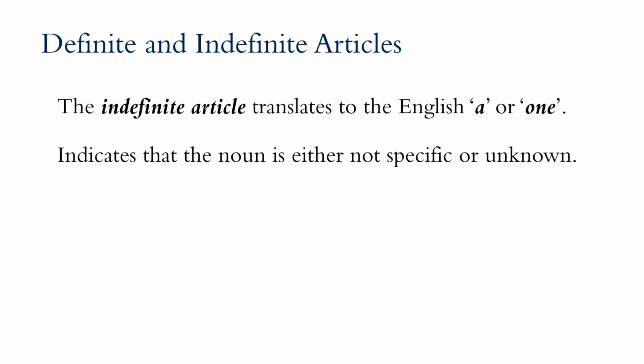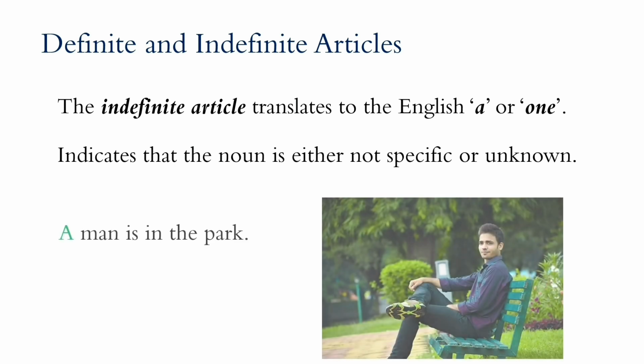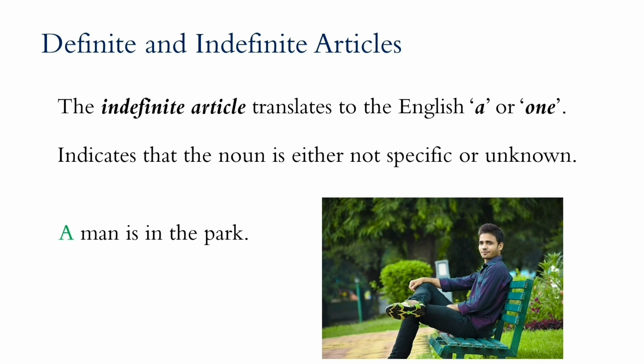The indefinite article translates to the English a or one, and it indicates or refers to something that's unspecified or unknown. So for example, a man is in the park. We do not know this man, but maybe we can see that there is a man in the park. Un hombre está en el parque.